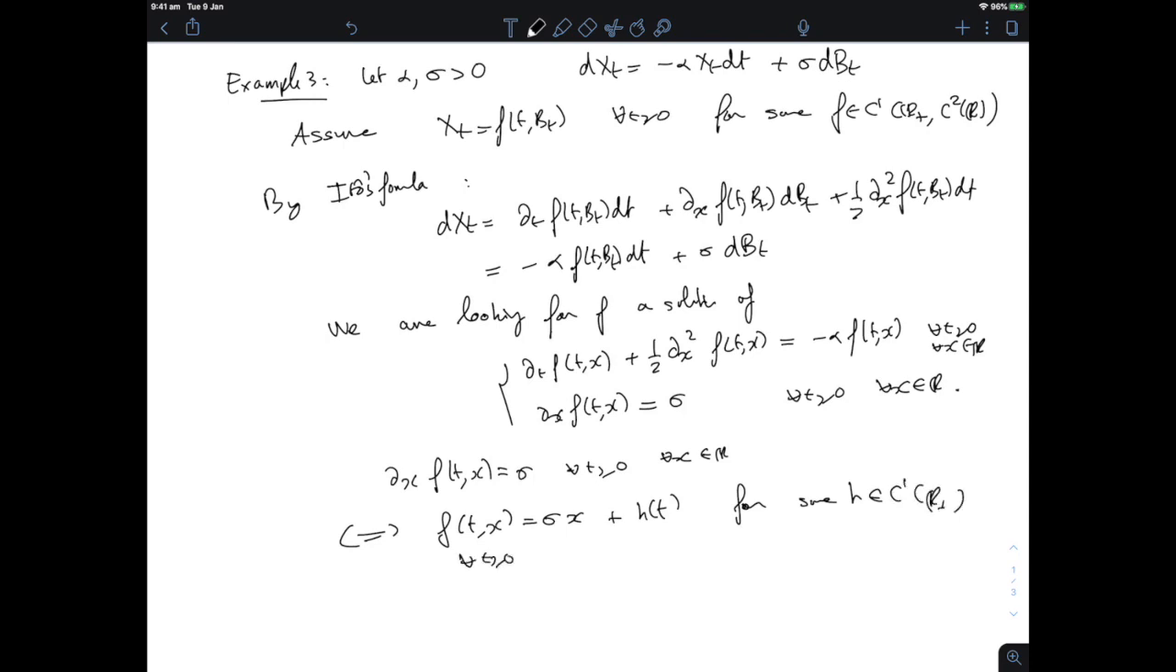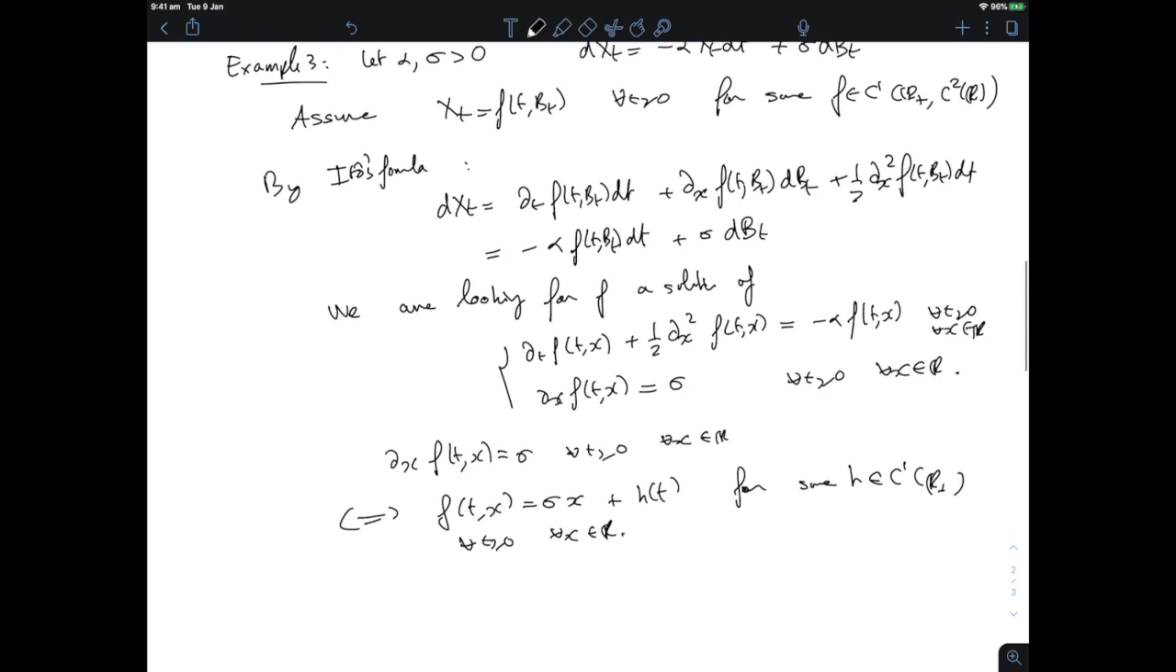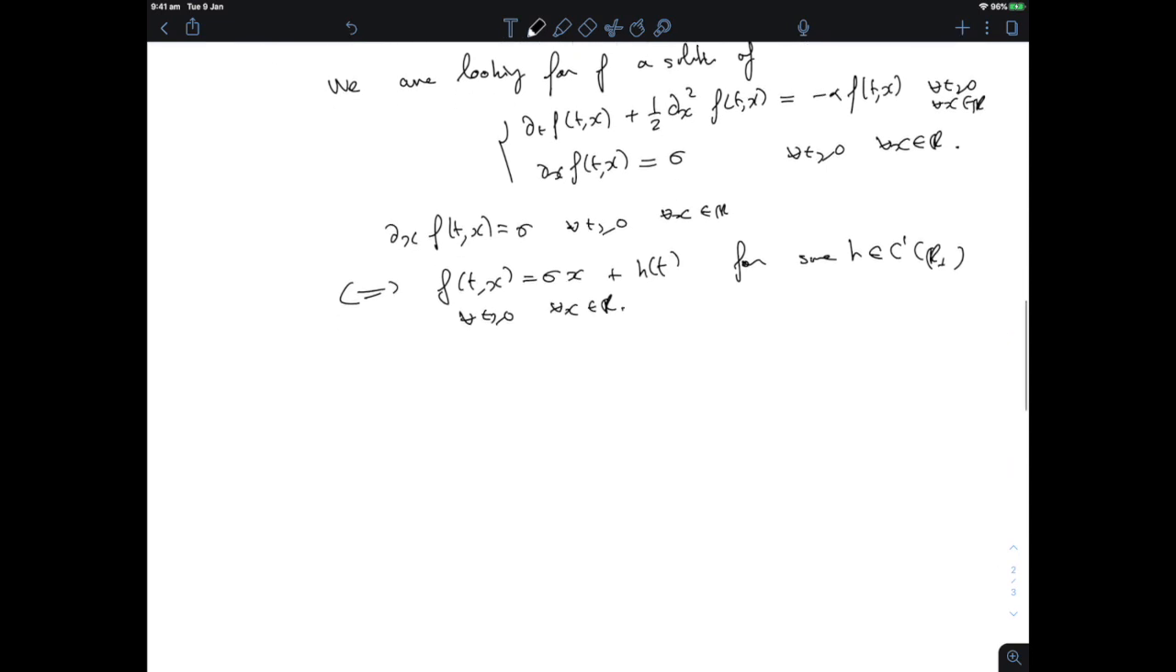Okay, that's for all t and for all x. Now let's plug that in the other PDE and see what we get. So when we take the derivative in t, we get h prime plus 1/2 of the second derivative in x, which is just 0, has to be equal to minus alpha f_x, so minus alpha sigma x minus alpha h_t. And that's for every t and for every x.